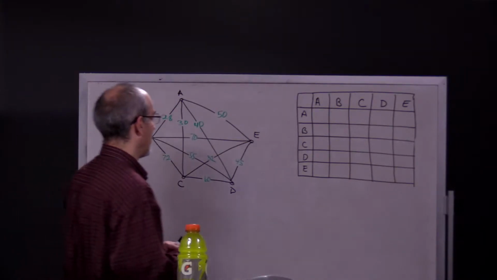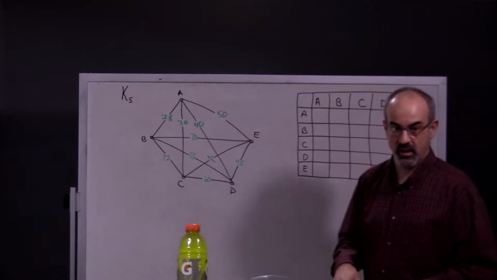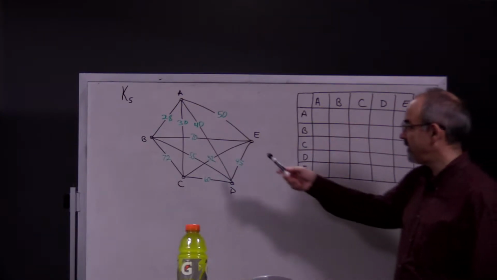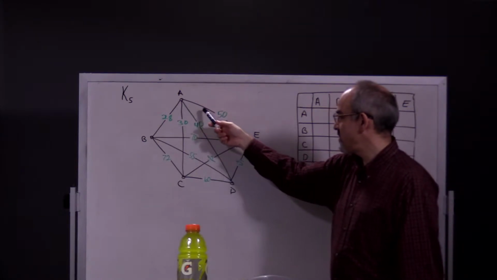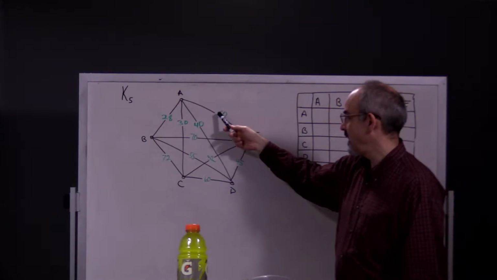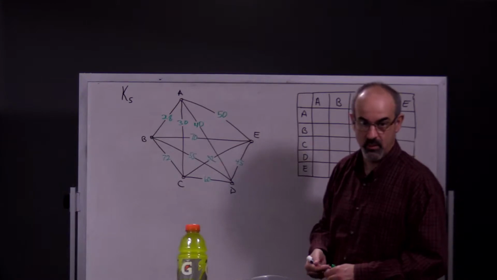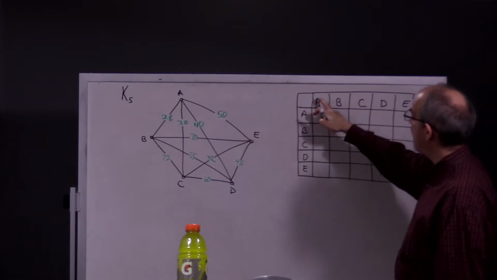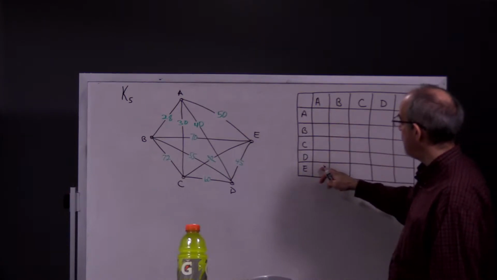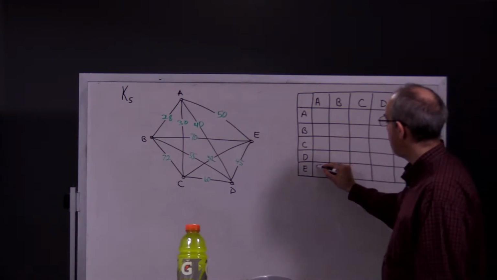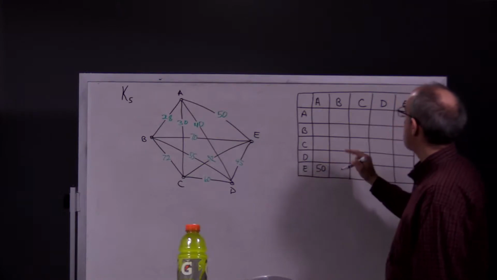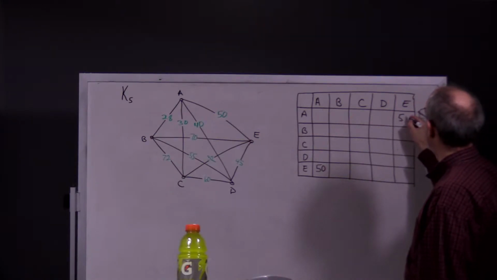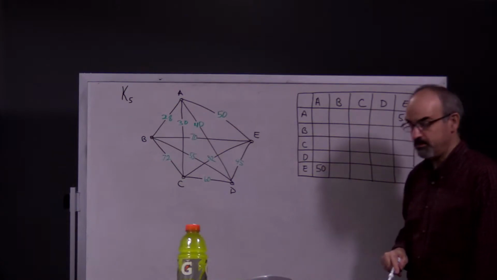Okay, so here's how a chart represents a graph. If you look at the graph, the edge that goes from A to E has weight 50. That means over here, where we have the intersection of A and E, we're going to write a 50 in here. Also notice you'll see an intersection between A and E here, so 50 goes there.